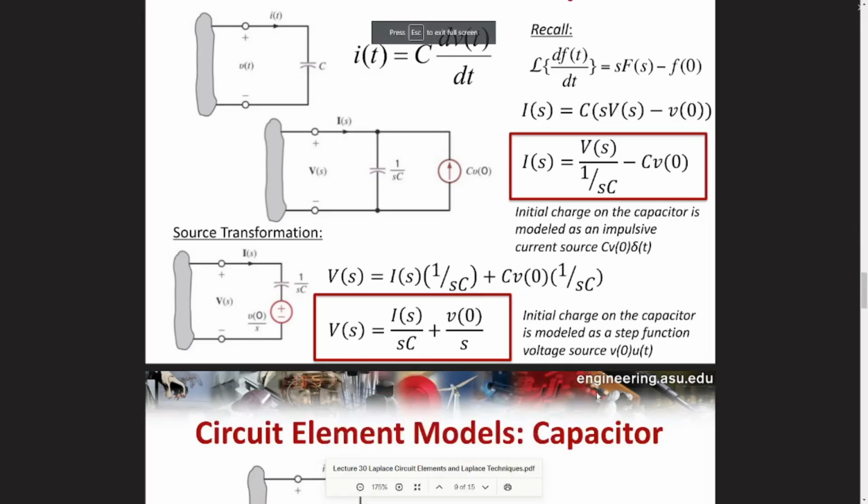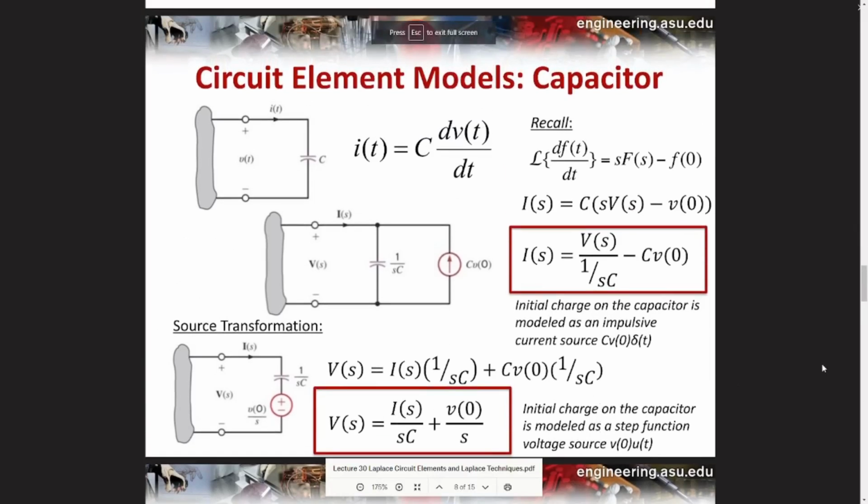I guess I should full screen this. That looks a little better.